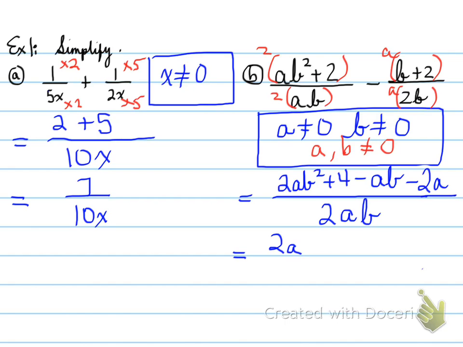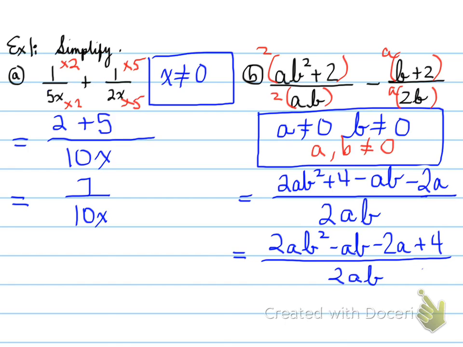All right, simplify the numerator. You get 2ab squared minus ab minus 2a plus 4, all over 2ab. And this will give us our final statement here.